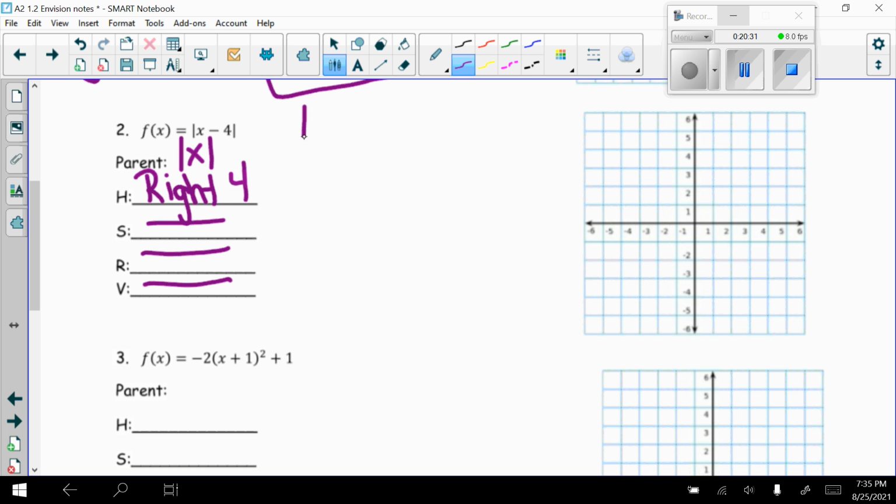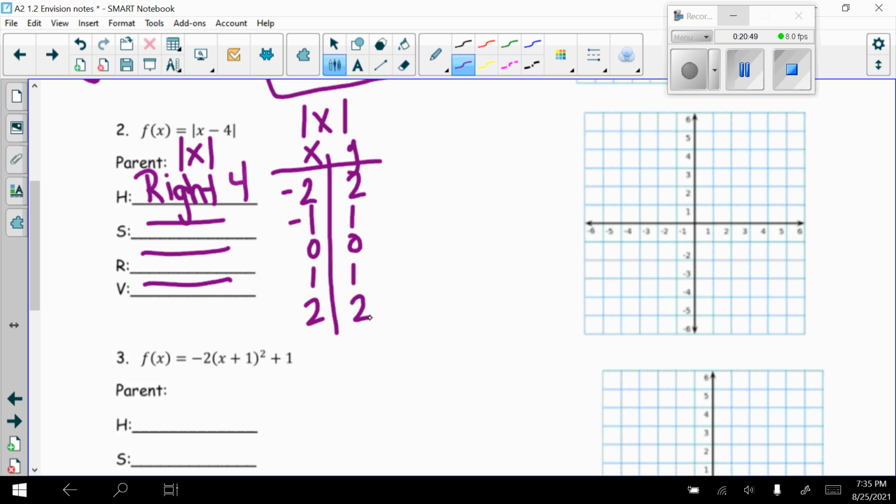So we want the parent function absolute value of x. Again, we make an xy table for that. We use the same x values, so that's nice. We don't have a lot to remember. -2, -1, 0, 1, and 2. Plug them in. The absolute value of -2 is 2. Absolute value of -1 is 1, 0, 1, and 2.